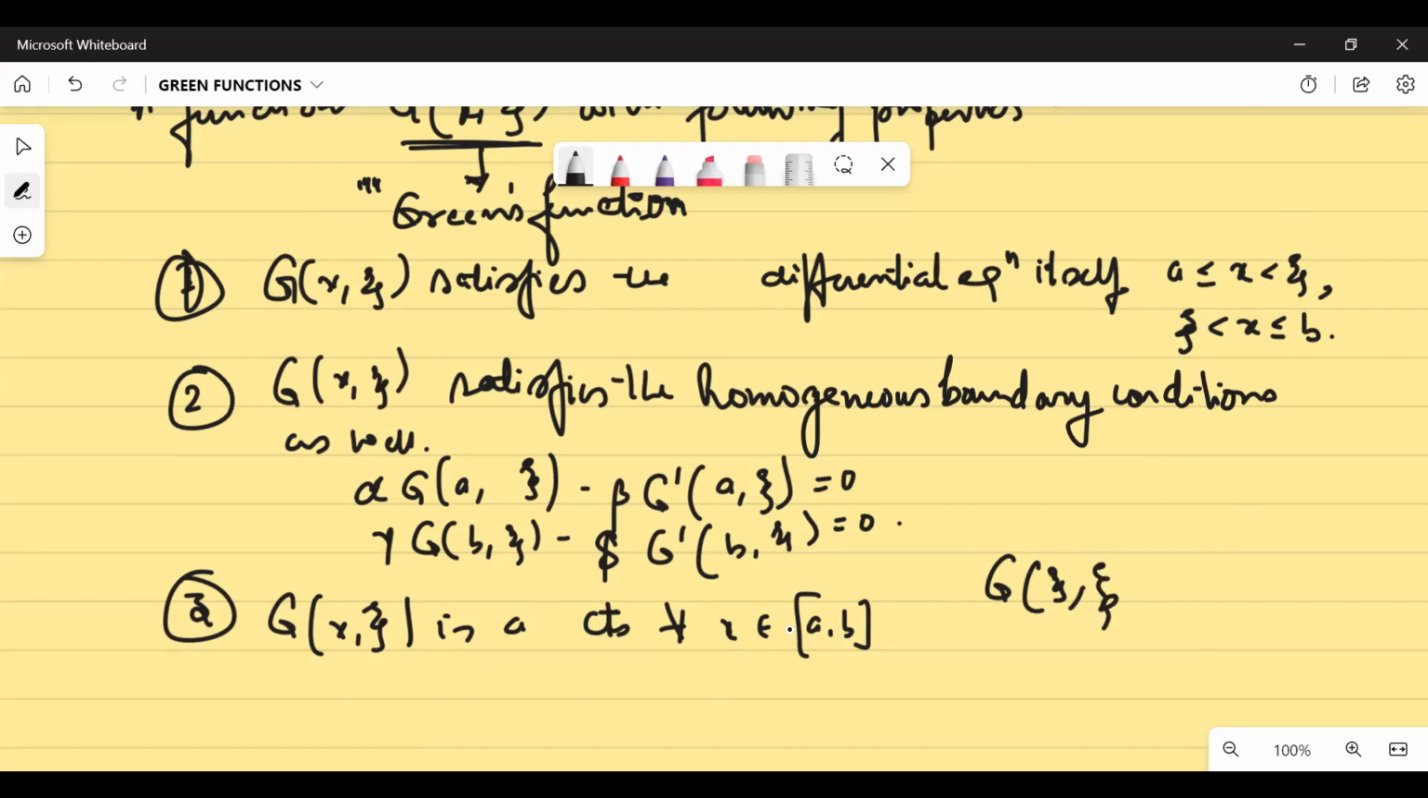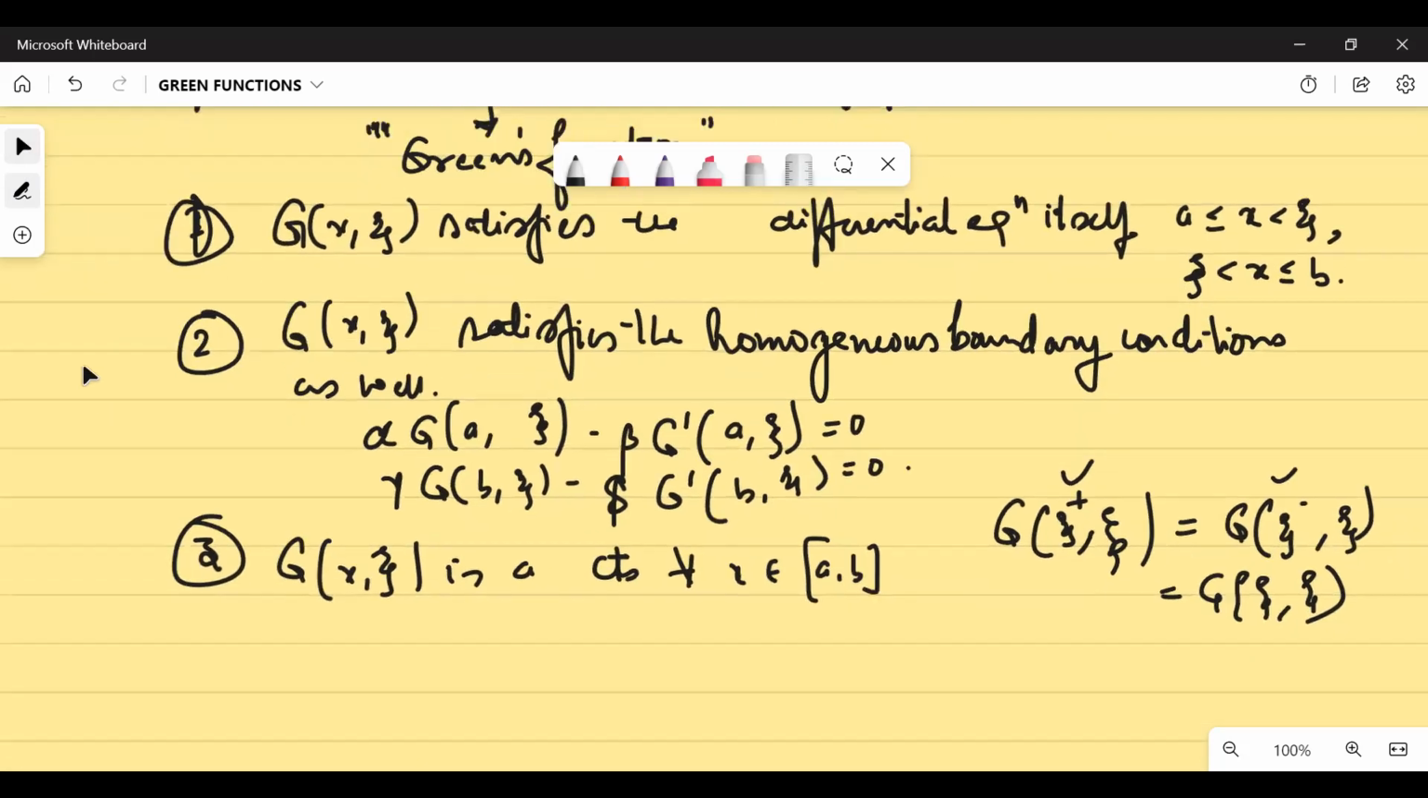If I write that my Green's function is continuous for all x, then it is also continuous for zeta. That is, whether you take the right hand limit to zeta or the left hand limit to zeta, it is equal to the value of the Green's function at zeta itself. Is that clear to you? Bharat, is that clear?